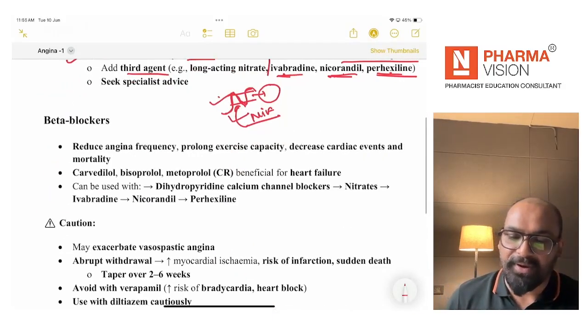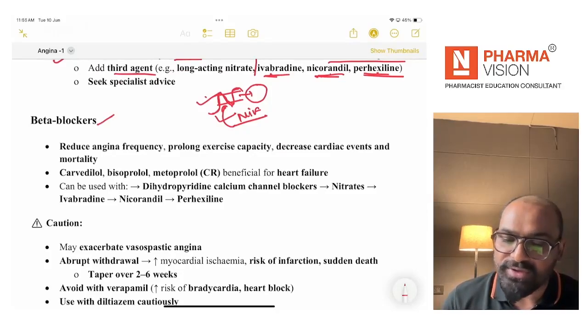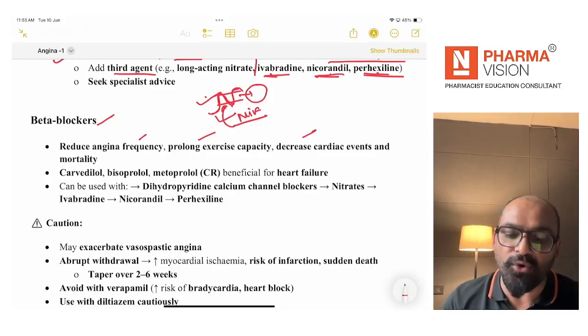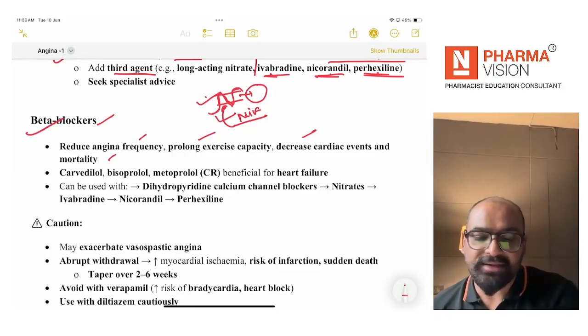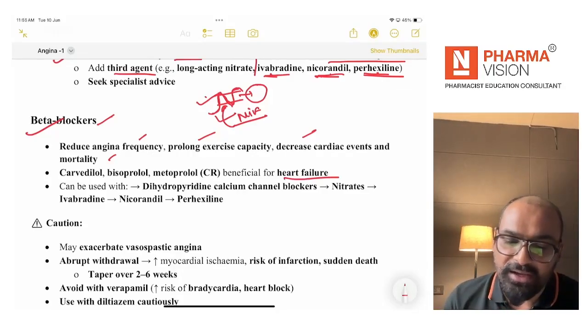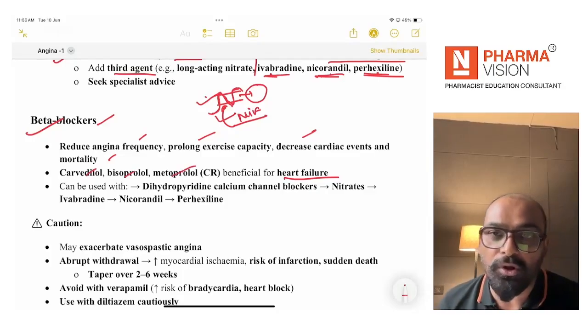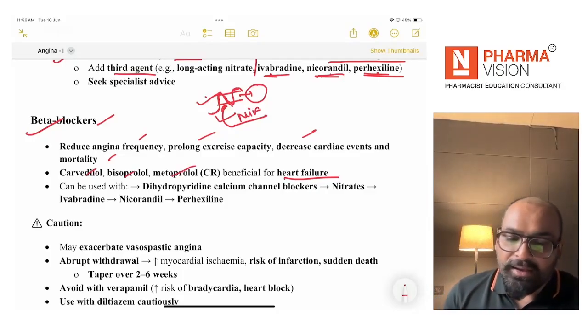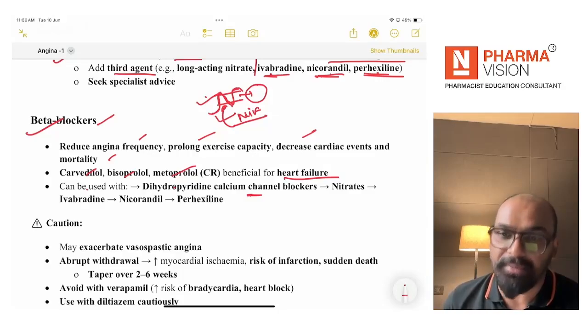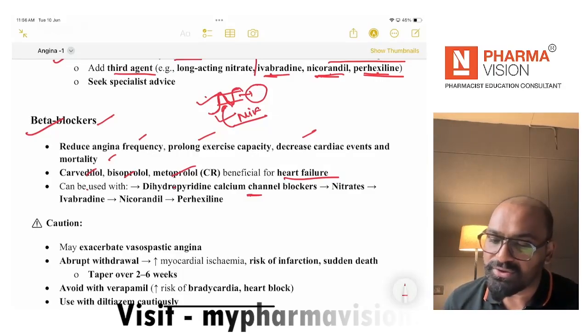Beta blockers should be avoided in vasospastic angina. Okay, perfect. Chalo, beta blockers reduce angina frequency, prolong exercise capacity, decrease cardiac events and mortality. So that's why beta blockers are considered as a very important substance. For heart failure patients, we can use carvedilol, bisoprolol and metoprolol controlled release. Can be used with dihydropyridine calcium channel blockers, because the dihydropyridine calcium channel blockers can cause a reflex tachycardia, and that reflex tachycardia can be controlled by the beta blockers. So this combination is a good combination.